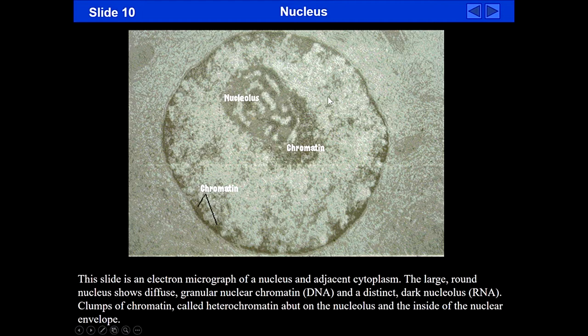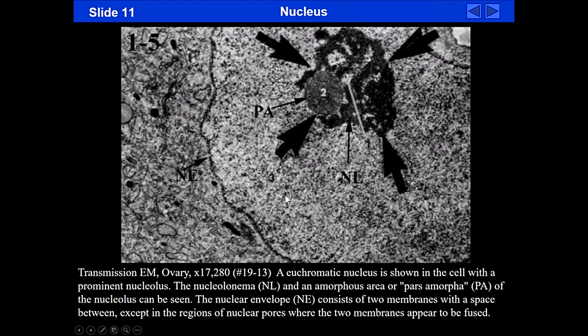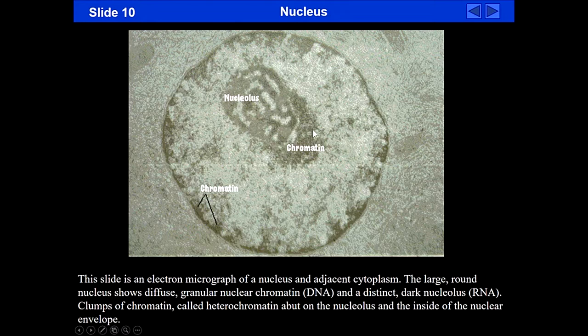So the hetero is always the clumpy material, the dark material. The euchromatin is the light material. Say again? In this one, there is no heterochromatin. It's all euchromatin. This is heterochromatin here, next to the nucleolus. So hetero is always darker. Eu is always lighter stained material.